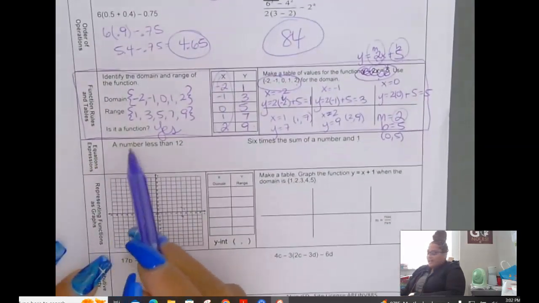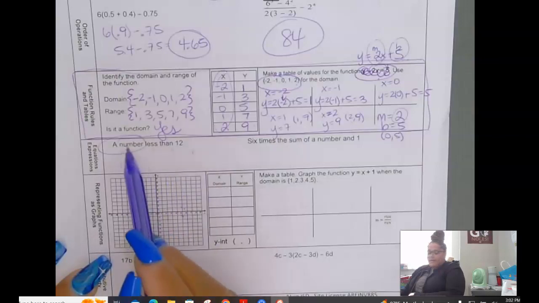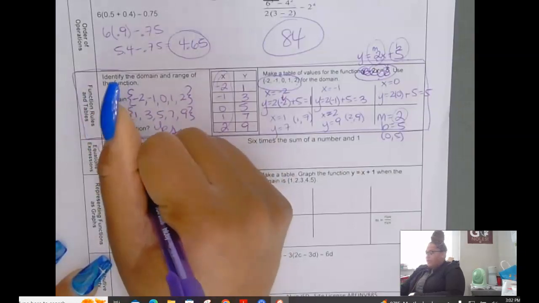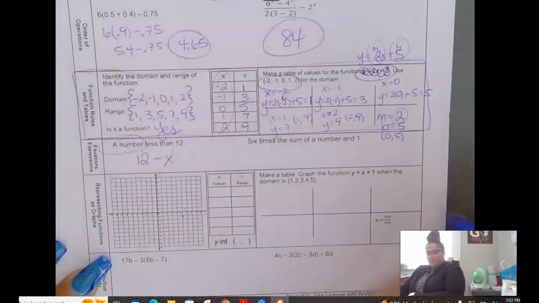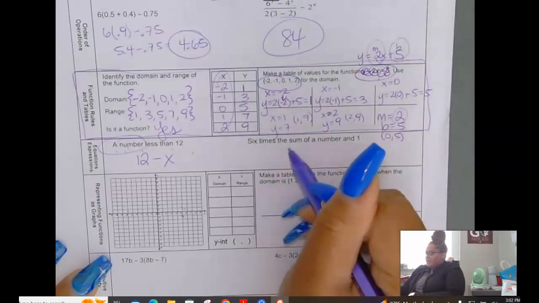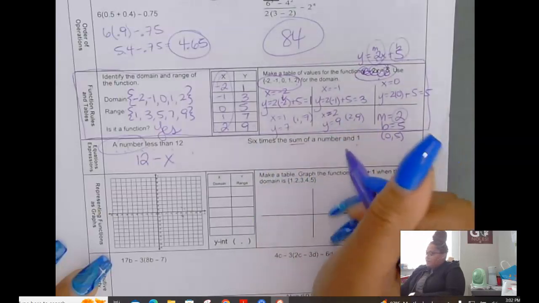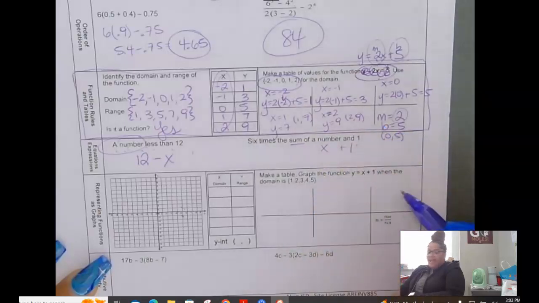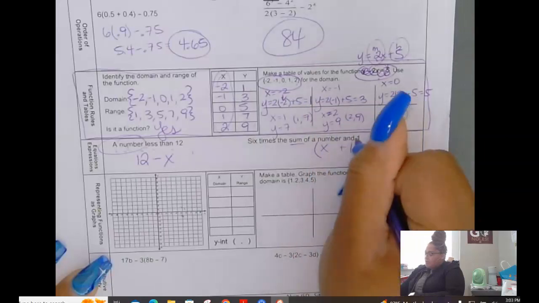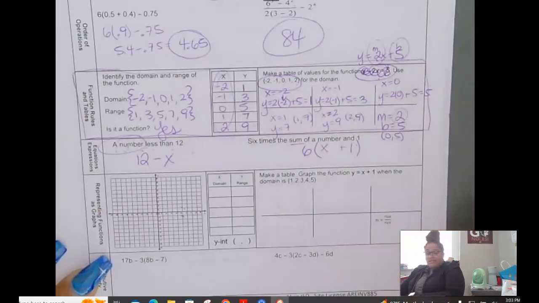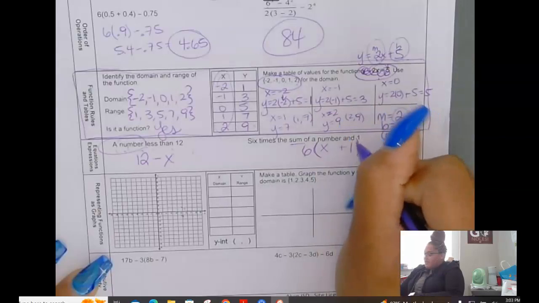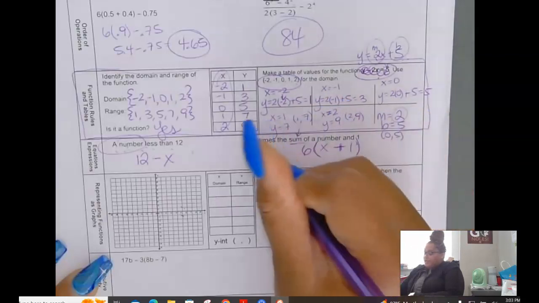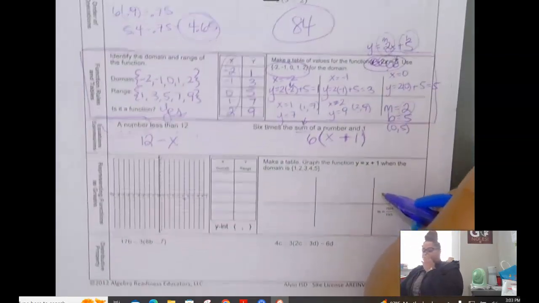All right, here it says a number less than 12. That means I'm taking a number away, because it says a number less. So I'm going to say 12 minus a number. Over here it says 6 times the sum of a number and 1. That means my a number and 1 are getting added, but I'm also multiplying them both by 6. So I need some parentheses there, so that order of operations will tell me I need to find the sum first times 6. Okay.